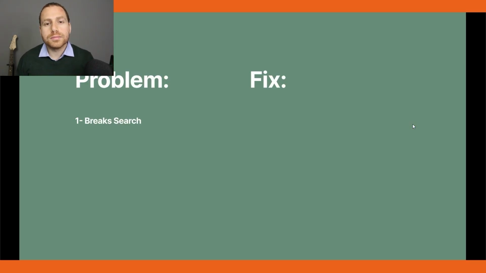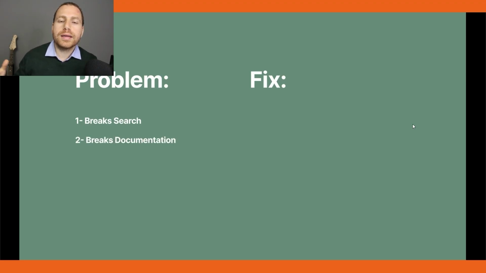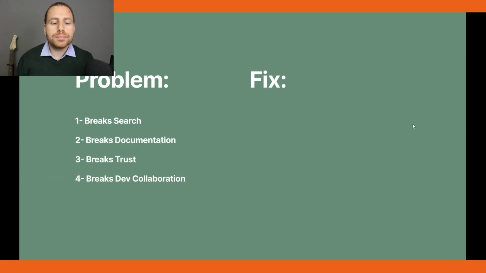What are the problems? Number 1, it breaks search. It becomes hard to understand where this thing is or where you put it because you didn't name it properly. It breaks documentation. I mean, how can you reference something if the naming convention is poor? It breaks trust and it breaks dev collaboration. I mean, you should always have an idea of what the CSS code will look like so that you're able to name it accordingly. You should have this in mind.